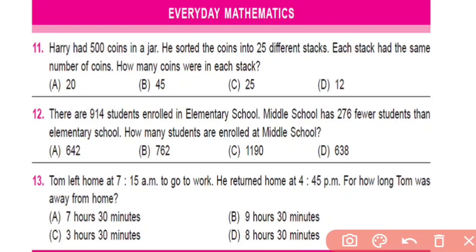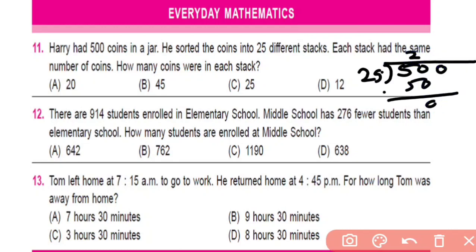Now Hari had how many coins? 500 coins. And he sorted these coins into 25 different stacks. So we need to do division here. 25 twos are 50. So there are 20 coins in each stack. So answer A is correct.